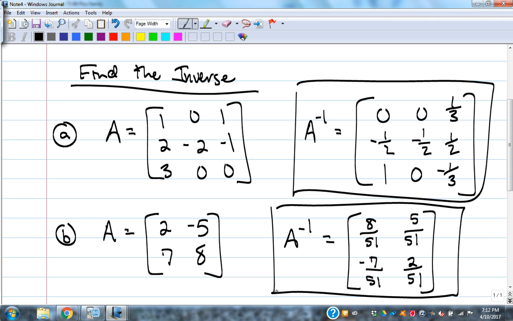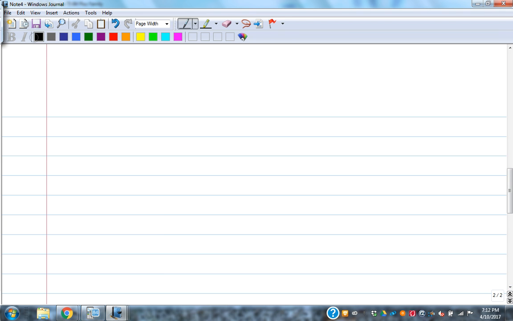I bet you the determinant's 51. 16 minus 35, minus negative 35 is 51. Yeah. Those are interesting properties that happen there. All right. Where is that useful? It's useful in solving a system of equations.